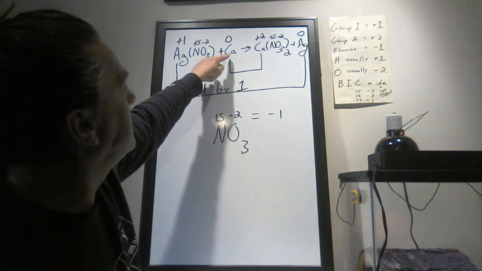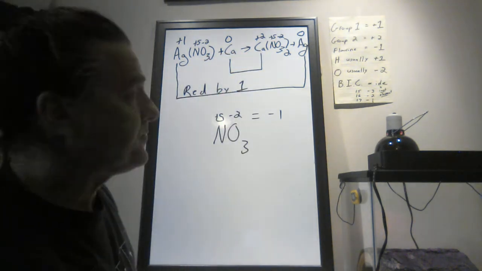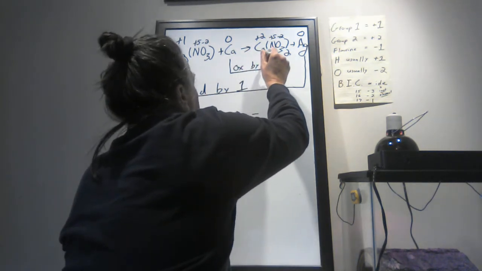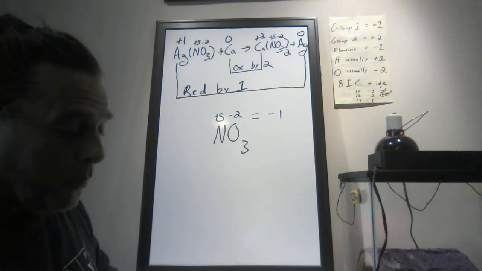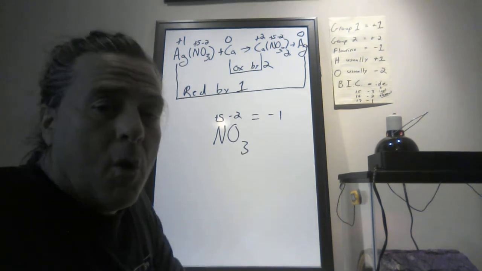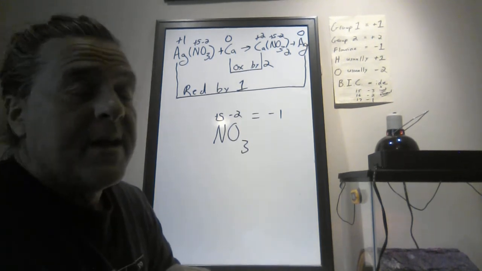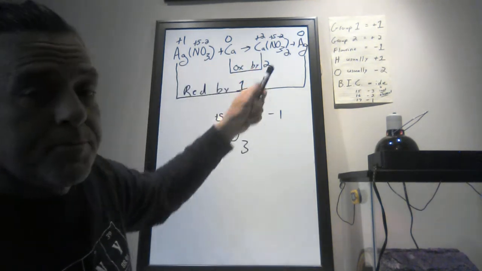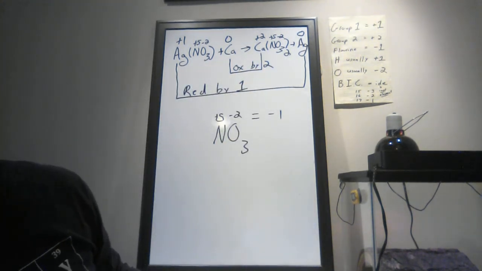And the calcium is going from 0 to positive 2. When it goes up or increases, it's oxidation. So I'm going to say it's ox by 2. So we have 1 oxidation, 1 reduction. All redox reactions are going to have 1 oxidation, 1 reduction. If the oxidation numbers change from the reactant side to the product side, we have a redox reaction, okay?